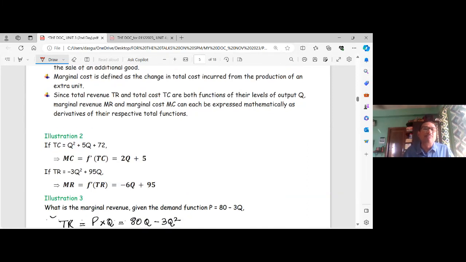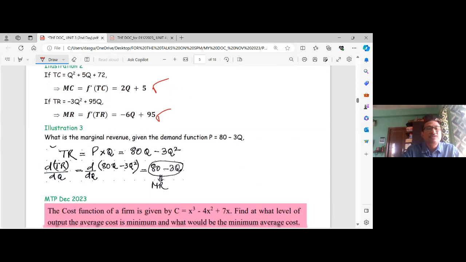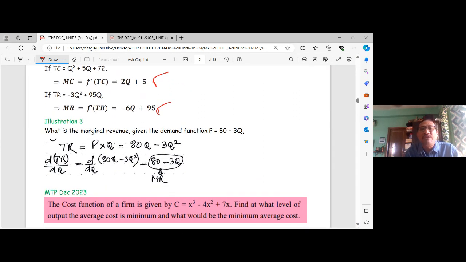These questions come regularly. If the total cost function is this, what is the marginal cost? Fine. If the total revenue function is this, what is the marginal revenue? Now, if you have calculated the critical points, you can put the value of Q into the function and get the exact marginal cost. What is the marginal revenue given the demand function?